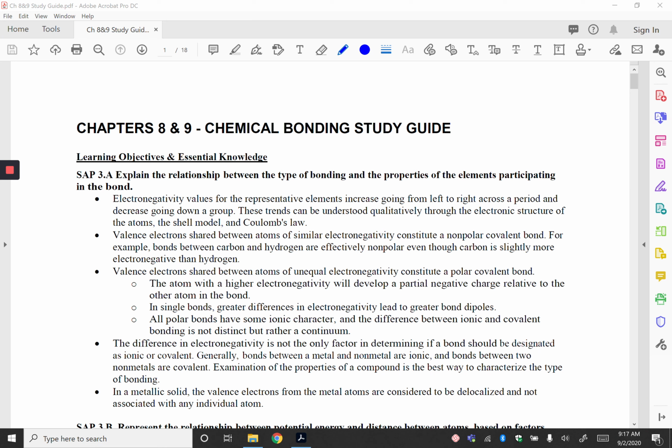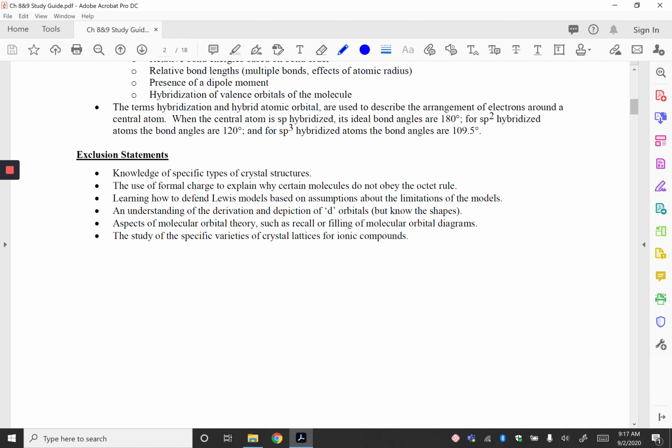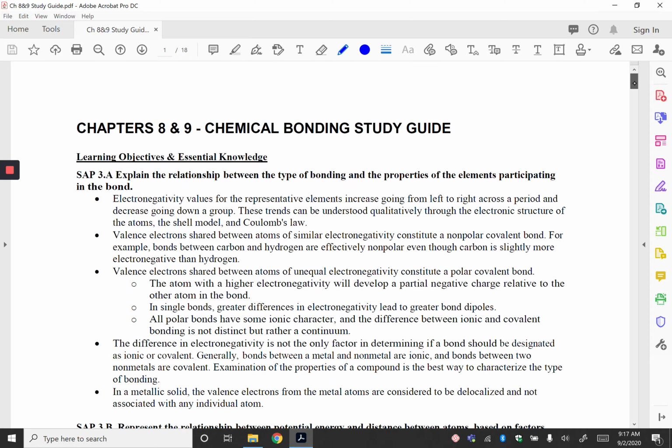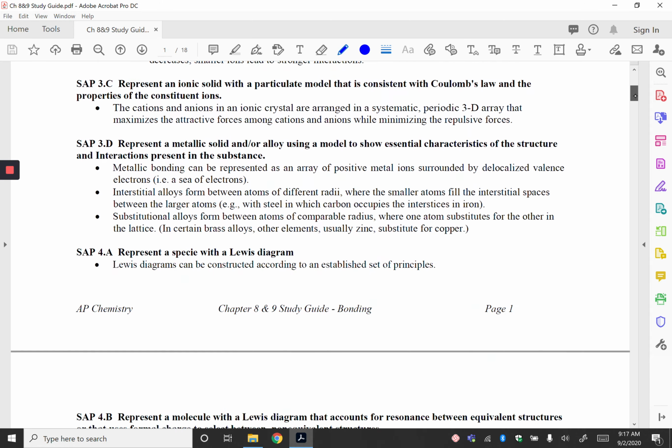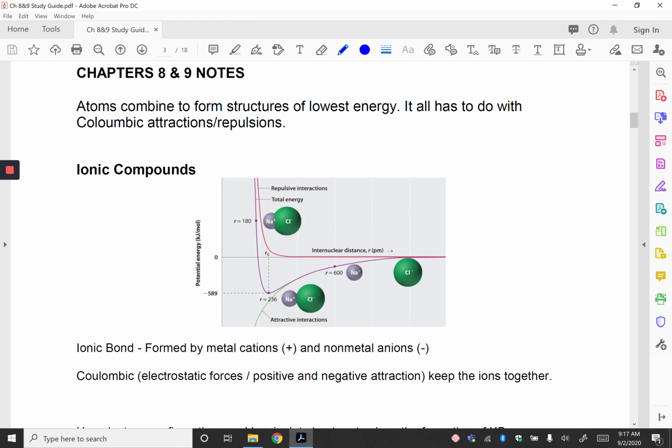We are going to start chapters 8 and 9, and chapters 8 and 9 talk about chemical bonding. So, ionic bonding, covalent bonding, metallic bonding. As always, you'll see the learning objectives. Make sure that you're reading those, especially before the test and before your AP exam or final. There are some exclusion statements here. These are things that you do not need to know for my test or for any exam that you take for this class.